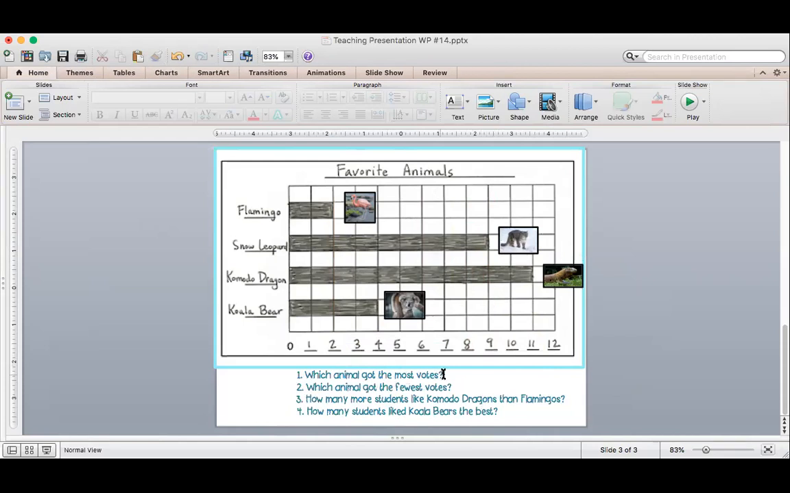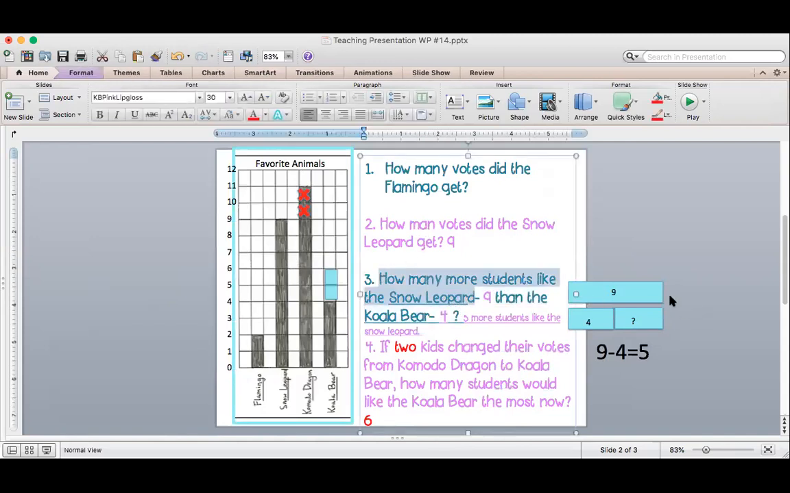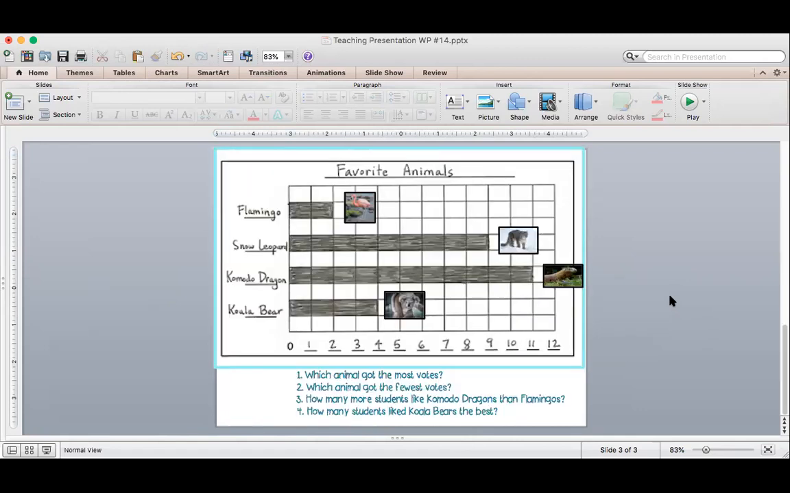Which animal got the most votes? You can use just your eyes to tell that one. Who got the most? Which animal got the fewest votes or the least votes? You could probably do that one with your eyes too. Who doesn't have a lot of votes? How many more students like the Komodo dragon than flamingos? That how many more question reminds me of the question we did here. How many more students? Where we used a tape diagram to help us solve. And the last one says, how many students liked the koala bears the best? That sounds like a question you can just look at the bar graph for.